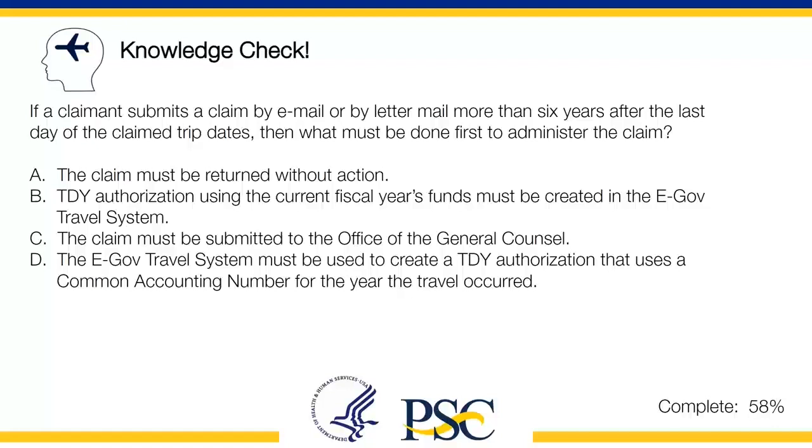A. The claim must be returned without action. B. TDY authorization using the current fiscal year's funds must be created in the eGov travel system. C. The claim must be submitted to the Office of the General Counsel. D. The eGov travel system must be used to create a TDY authorization that uses a common accounting number for the year the travel occurred. Pause the video, consider your response, and then resume to learn the answer.